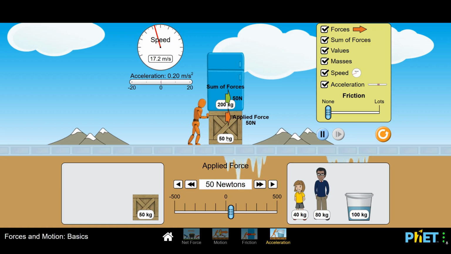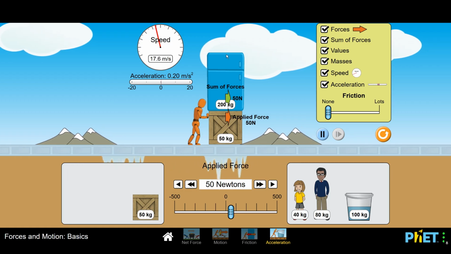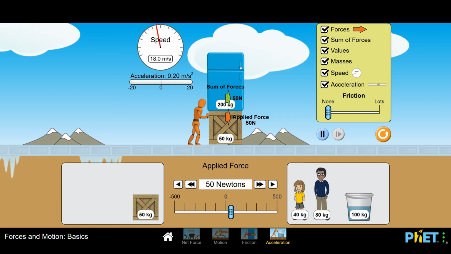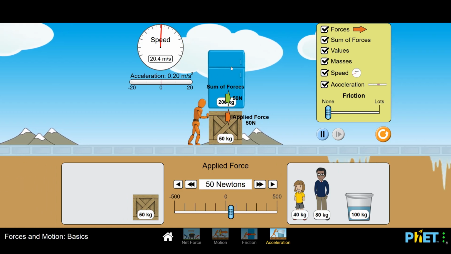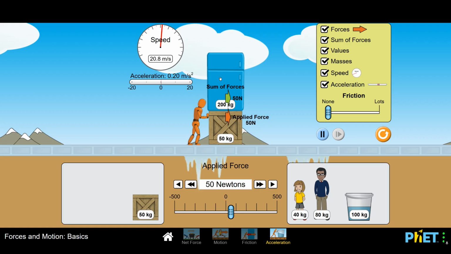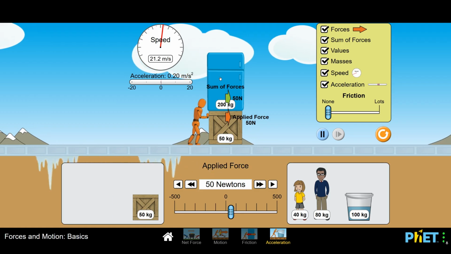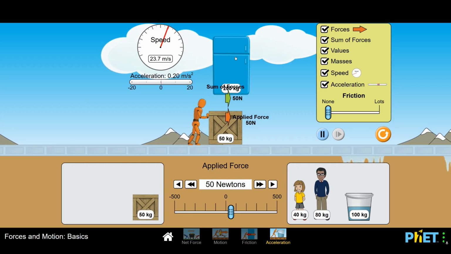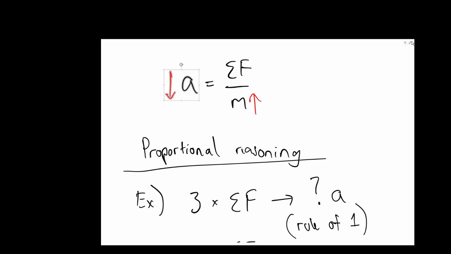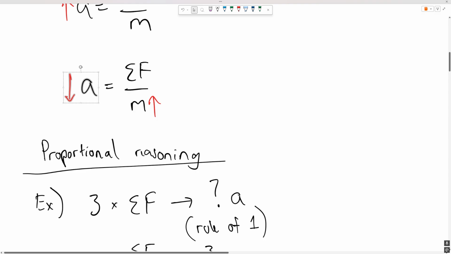Well, our mass went from 50 to 250, which is 5 times the mass. So we ended up going from an acceleration of 1 to 0.2. So that's a fifth of the acceleration. So we got 5 times the mass, which gives us a fifth of the acceleration. We can use proportional reasoning to help us understand this relationship a bit better.